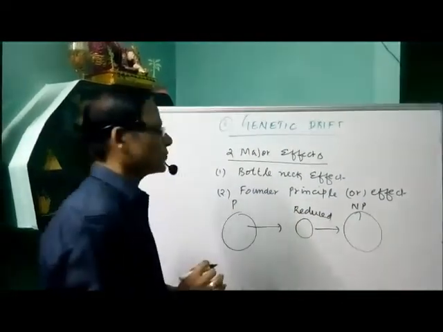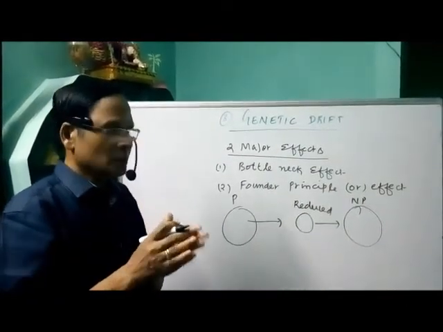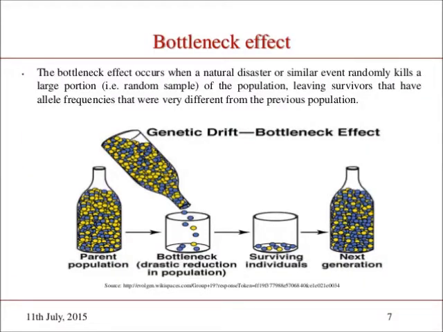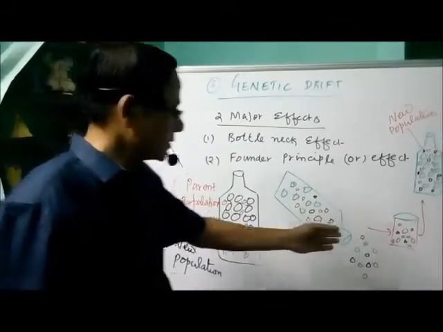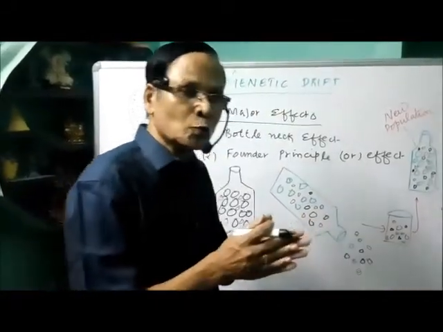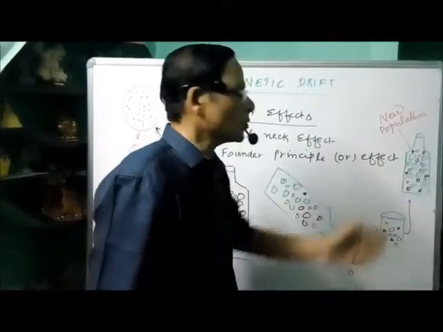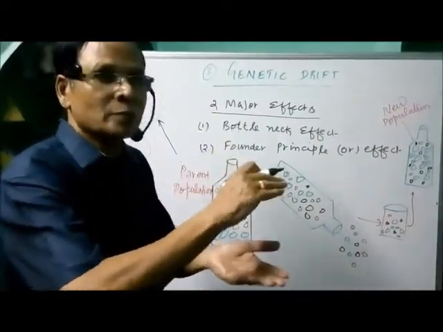So the bottleneck effect can be represented easily if you take beads in a bottle. When the bottle is tilted, a few beads come out. Now collected here, this is comparable to the small population. When you add more and more beads to fill the bottle, you are regaining or restoring the original number of beads in that bottle.